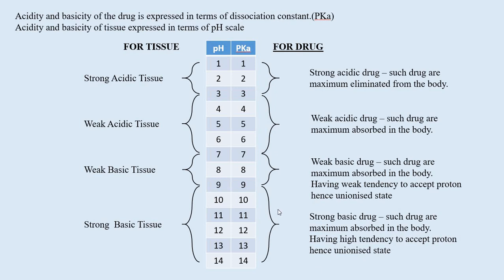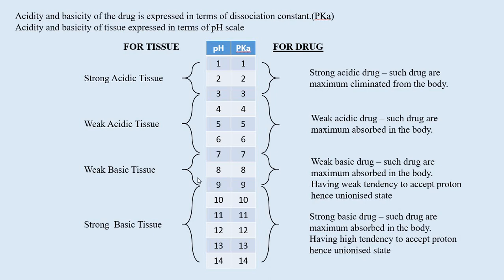And last is the strong basic drug. Any drug having a pKa value between 9 to 14 comes under strong basic drug. Such drugs are maximally eliminated from the body. Here I have made a typo error, just copy-pasted and didn't edit it. These drugs are maximally eliminated from the body and they have a tendency to accept protons, hence they are in ionized form.